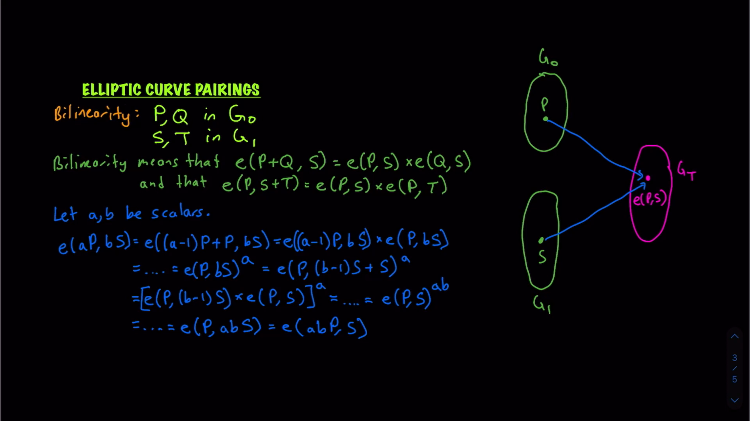So basically, for the mapping E to be called a pairing, it needs to map any points in G0 and G1 to GT, such that the bilinearity equation that you just saw holds. So just like we saw, E of AP, comma BS must equal E of P, comma S to the power A times B, which equals E of P, comma ABS, which equals E of ABP, comma S, and everything else in between.